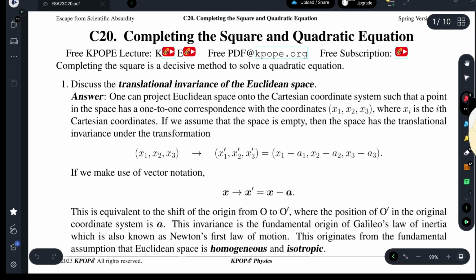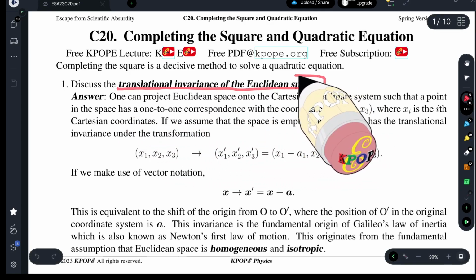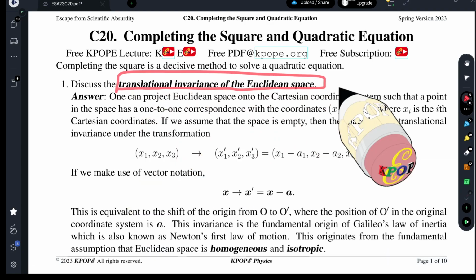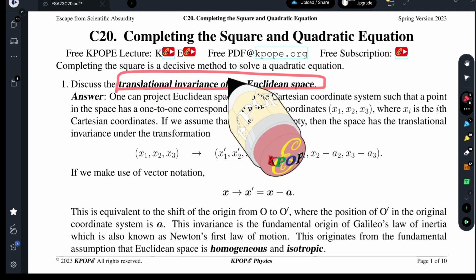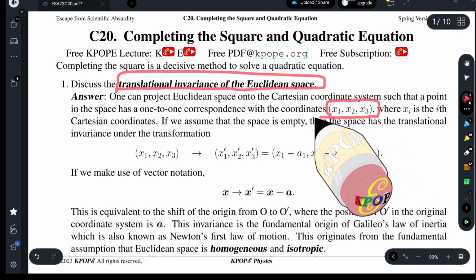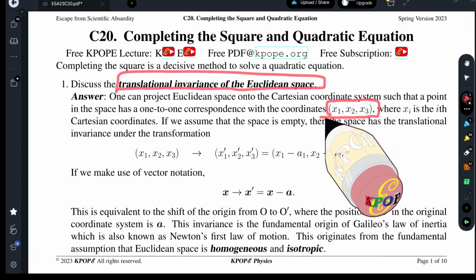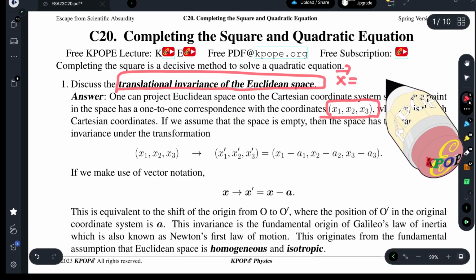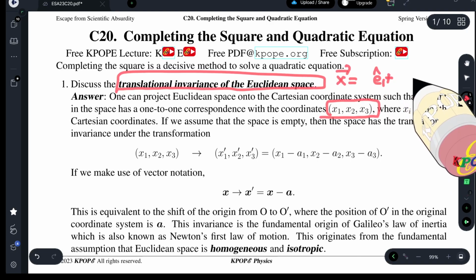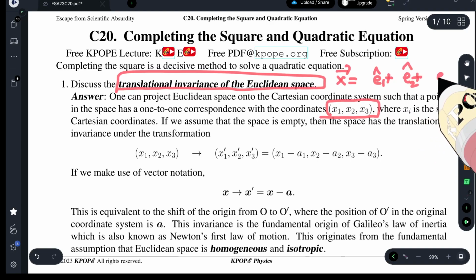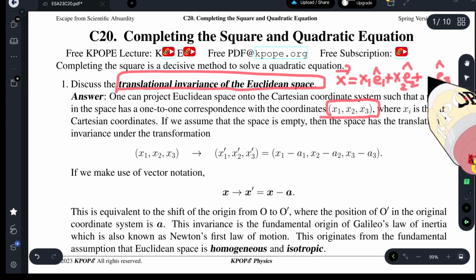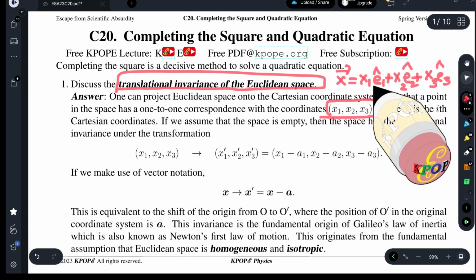First of all, we discussed the translational invariance of the Euclidean space. Right now, I'm talking about the Euclidean space in three dimensions. A point in a three-dimensional Euclidean space is completely described by a vector, as a linear combination of three linearly independent vectors called unit basis vectors of the Cartesian coordinate system, and we need three real numbers to represent a vector.